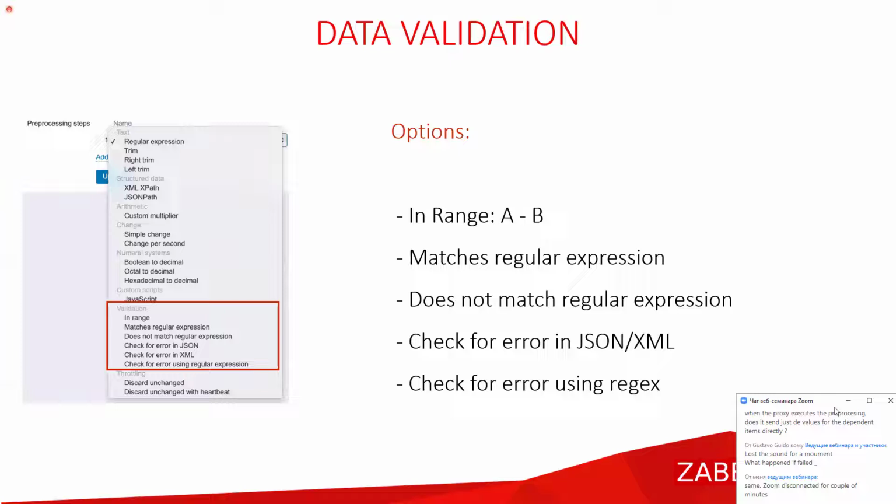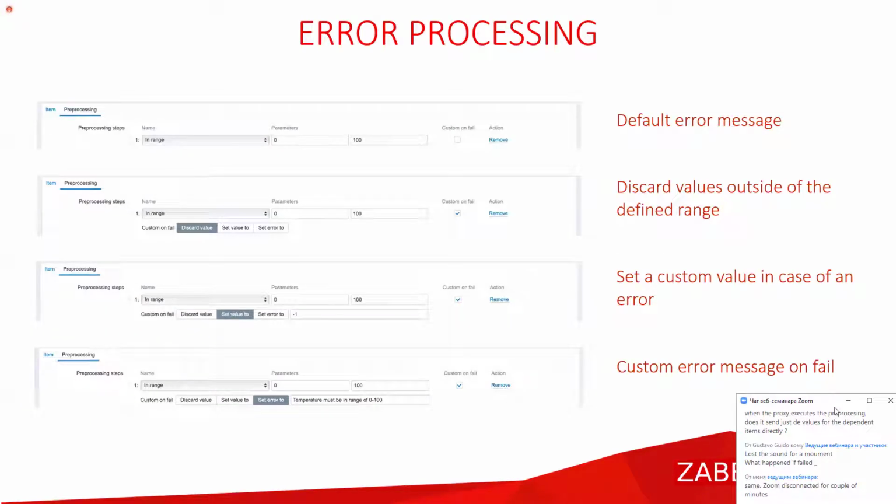Just to return to that, so we have data validation, and there are multiple options like check if it's in a specific range, matches regular expression, doesn't match, check for errors, and check for errors using regex. And let's take a look at what exactly we can do depending on what is happening. We can, of course, define what the range should be, and if it's not in the range, we will get some kind of default error message. Maybe not very useful, but still we at least won't be collecting something that we shouldn't be seeing.